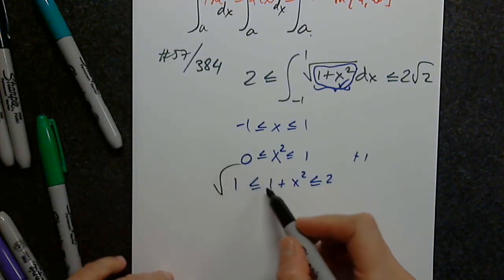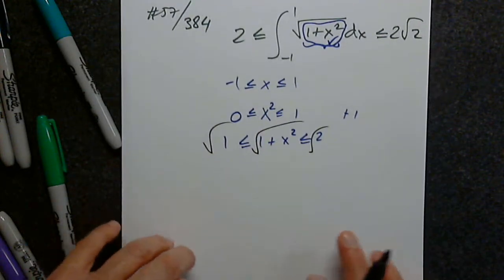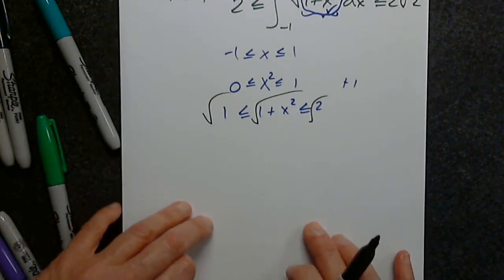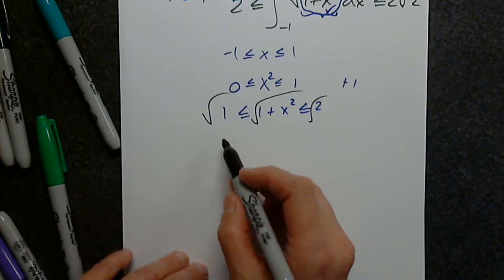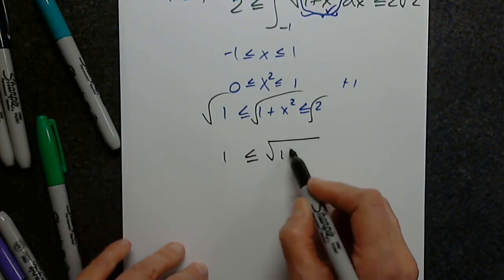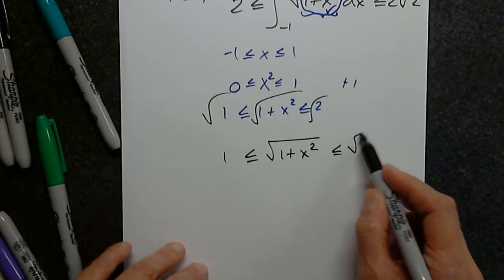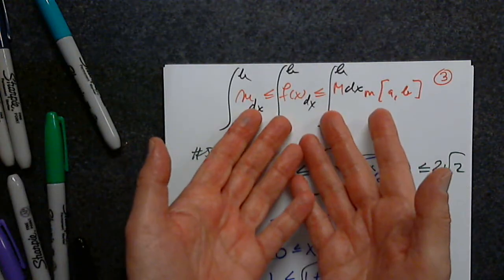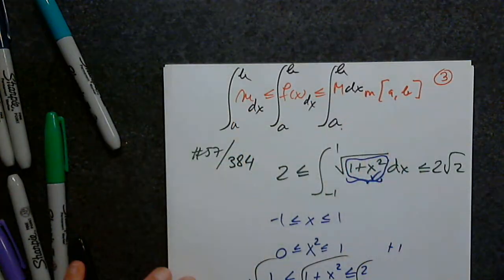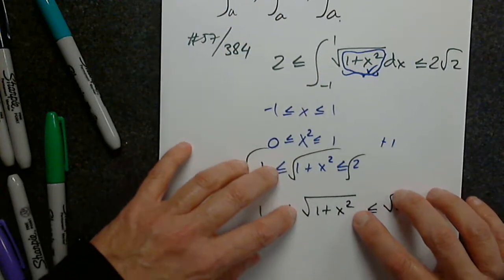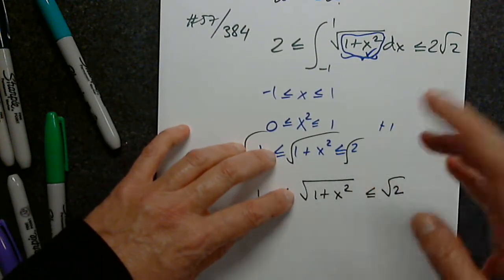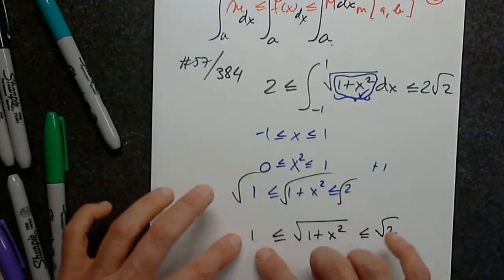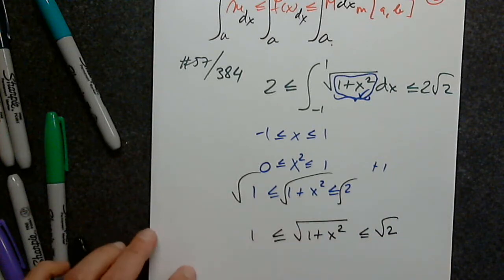Yes, I will apply the square root because all these numbers are positive. That's why I can apply the square root. Otherwise, I would say don't. So the square root of 1 is 1, less than or equal to the square root of 1 plus x squared, less than or equal to the square root of 2. I have established that the function I'm interested in, to find its area between -1 and 1, is definitely between two different numbers. This number and this number.